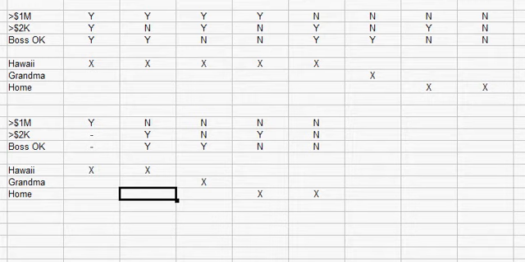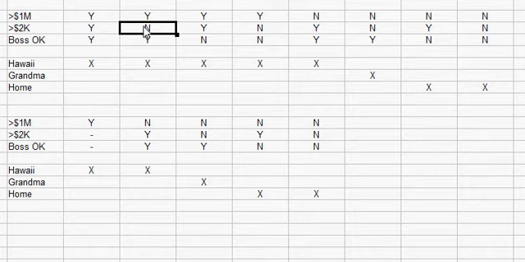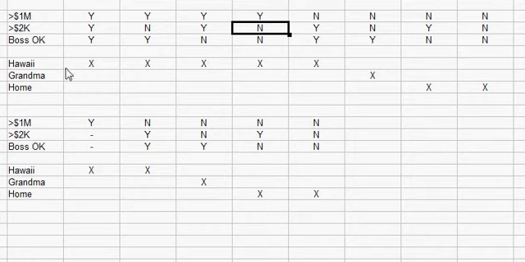Now look what we have. First of all, these logical inconsistencies are gone, where we had greater than $1 million, but this column said no, we didn't have greater than 2,000. That logical inconsistency is gone, and so is this one. We've also collapsed all four columns into one. And here with the dash, we're saying it doesn't matter about the 2K, obviously, because it doesn't really make sense that the 2K will be no.